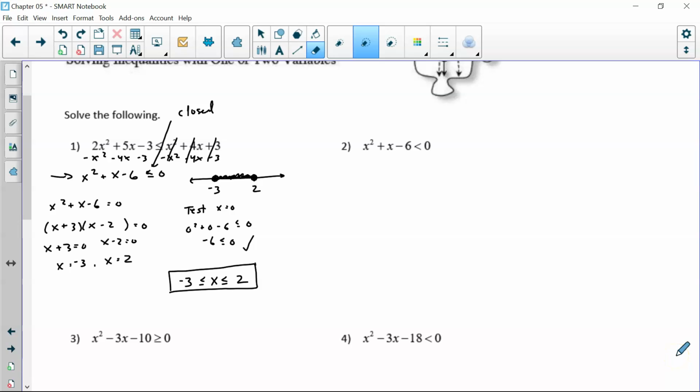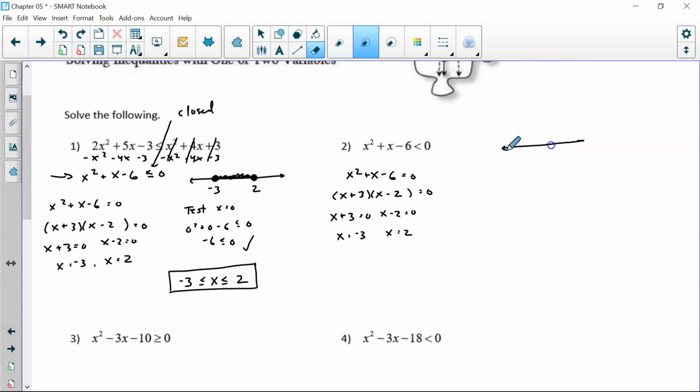For problem number 2, we're going to ignore the inequality for right now and write x squared plus x minus 6 equals 0. We're going to solve the equation. So we have x and x. To multiply to negative 6 and add to 1, we have a positive 3 and a negative 2. X plus 3 equals 0. X minus 2 equals 0. So x equals negative 3 and x equals 2.